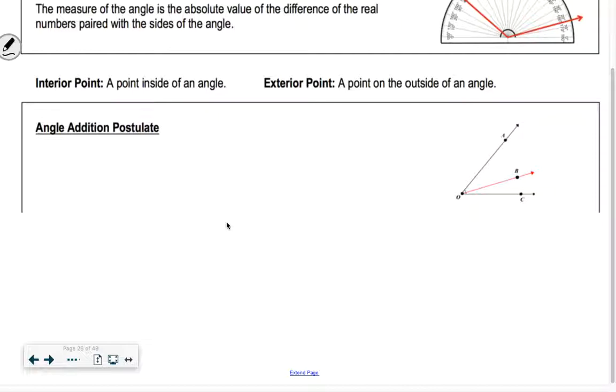An interior point is a point inside of the angle, and an exterior point is a point on the outside of the angle. So for the angle addition postulate, we need a point that's inside. So this is an interior point here.